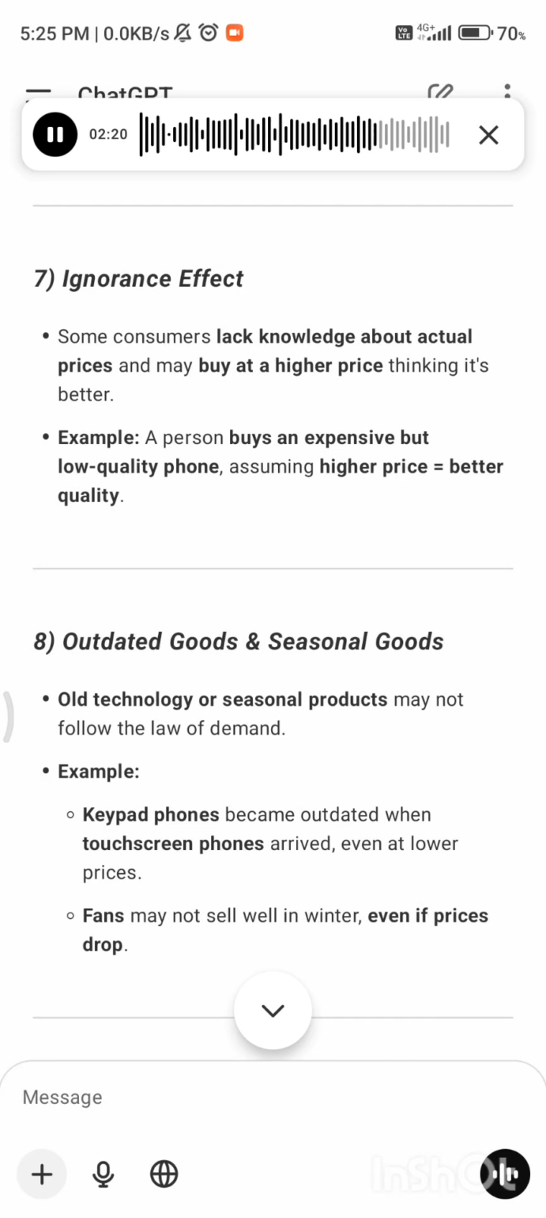8. Outdated goods and seasonal goods. Old technology or seasonal products may not follow the law of demand. Example, keypad phones became outdated when touchscreen phones arrived, even at lower prices. Fans may not sell well in winter, even if prices drop.